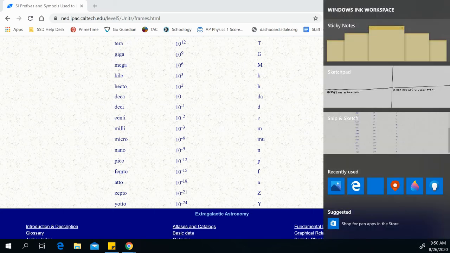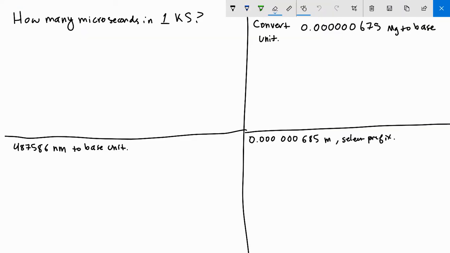Let's dive into those example problems. I've got 4 problems I want to do with you. First one, we're going to need that micro symbol anyway. How many microseconds are in 1 kilosecond? So let's start writing out, what is a microsecond just in seconds? Okay, so 1 microsecond, there's that Greek symbol mu, is the same thing as 1 times 10 to the negative 6 seconds.